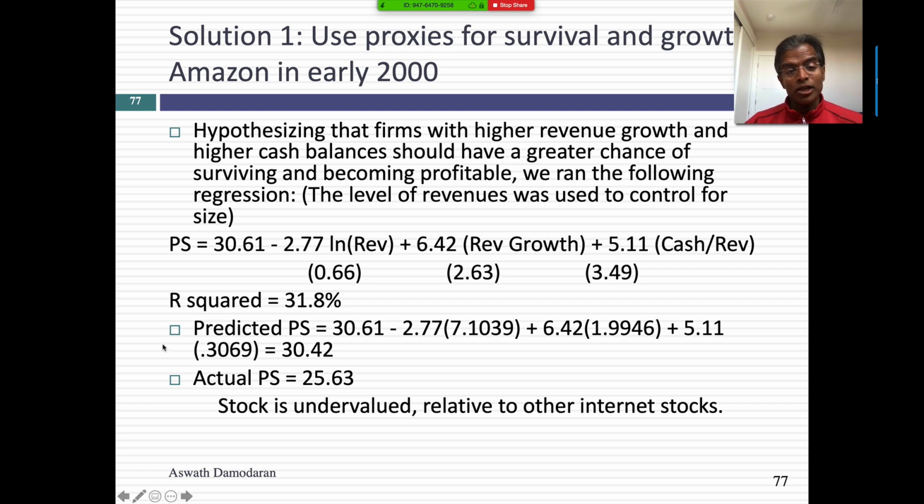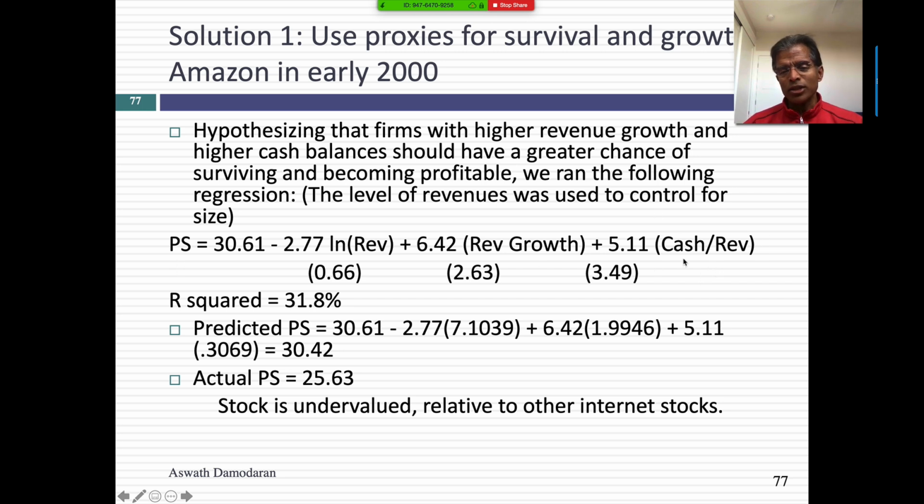So I ran a regression of .com stocks' price to sales ratio against the level of revenues. I took the natural log of revenues. I'll talk about why the natural log is almost a magical transformation. It allows you to get statistics that actually are much more usable for your company. So that's a level of revenues. And the higher my revenues, the lower the price to sales ratio. That makes sense. If you have 3 billion in revenues, I can't sell at 100 times revenues. The higher my growth rate, the higher my price to sales ratio. And the more cash I have as a company, the higher my price.